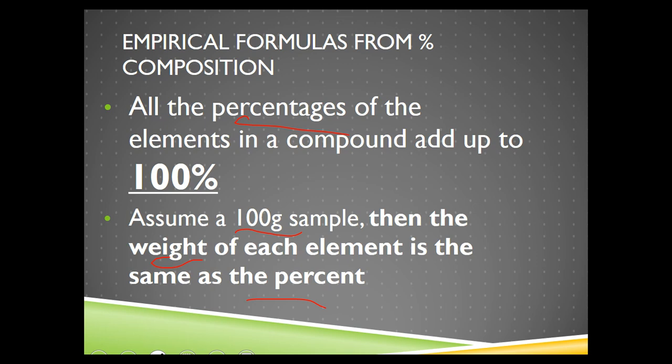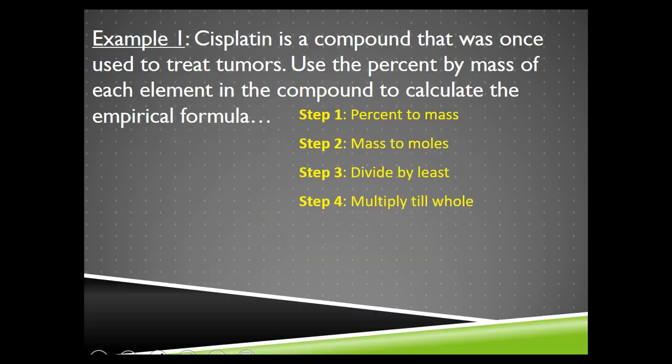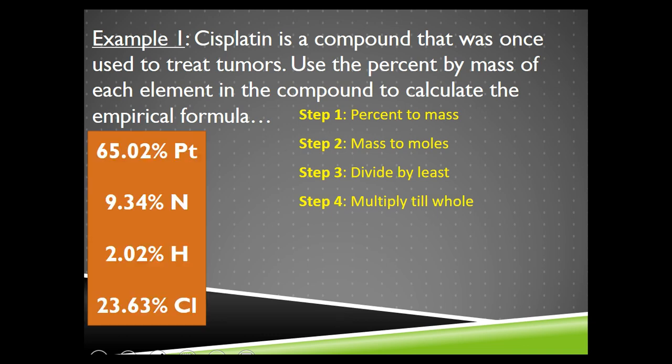And so you're like, what, Mrs. Teague? Don't worry, guys, I'll show you what I mean. Here's our next compound, and I'm just giving you the percents here. So if step number 1 is percent to mass, all you have to do is, because these are all out of 100%, it's all out of 100 grams. You just have to say that it is grams, and that's it. That is step number 1, so it's 65.02 grams. You don't have to do any math for that, just say that it's grams.